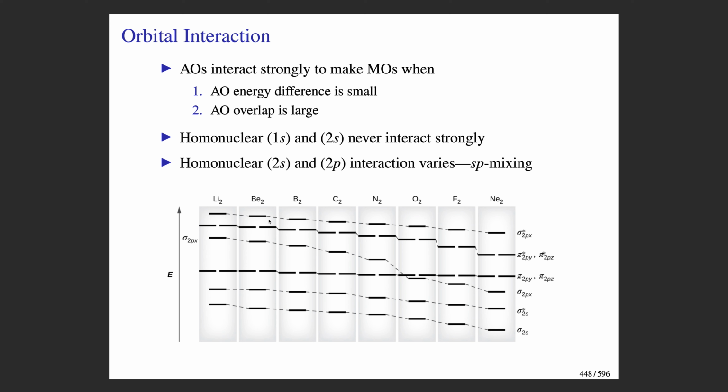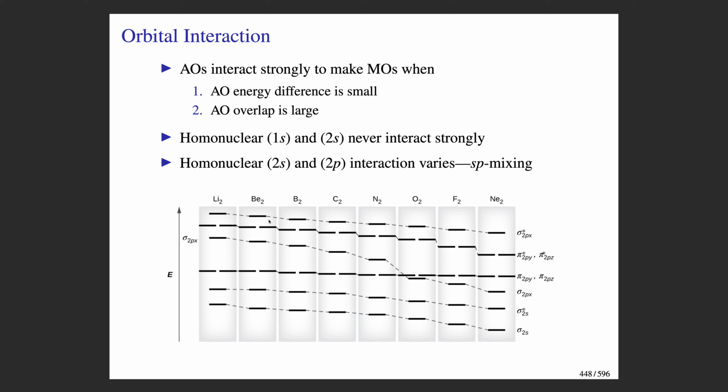So, for example, in a diatom, a 2s orbital on one atom would interact strongly with the 2s orbital on another atom. However, the 1s orbital on one atom will not interact strongly with the 2s orbital on a different atom, because the energies are very different from one another, right? 1s orbitals have a very low energy compared to 2s orbitals. Same thing with 2s and 2p orbitals. They typically don't mix that much. It varies, but you can think of them as not mixing with each other.